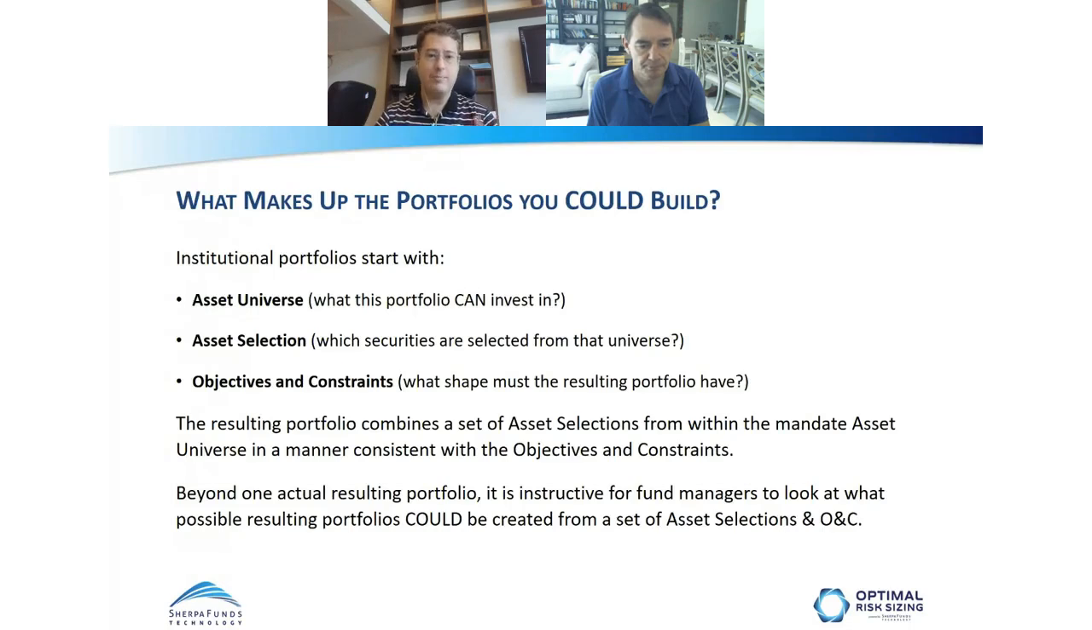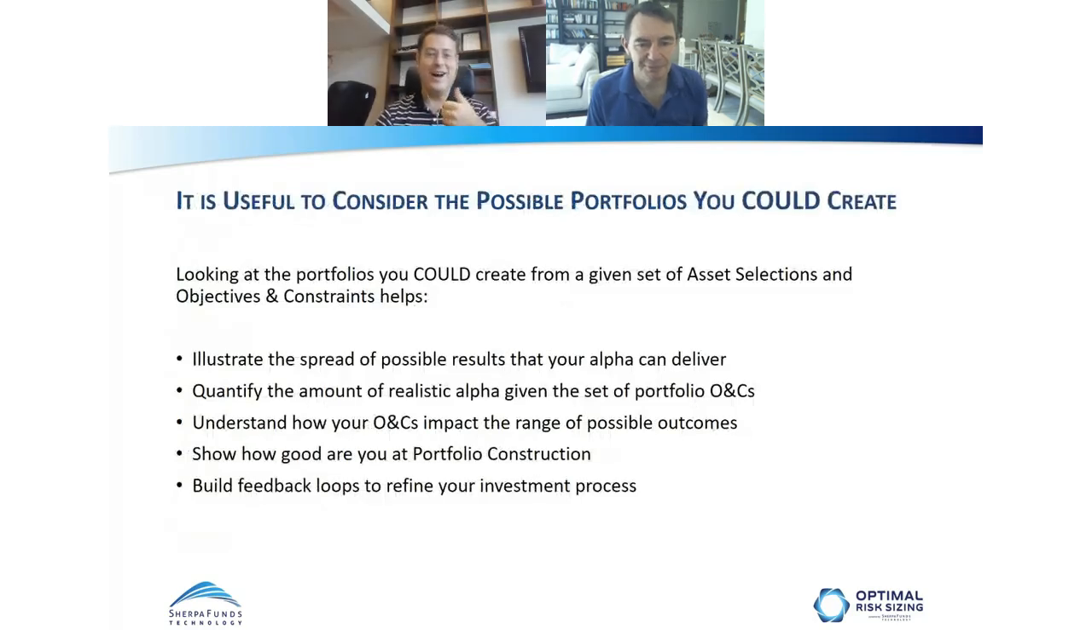I mean, maybe you say, okay, well, how much better could I have done? And maybe it's not that much because your constraints were so tight that you had a fairly narrow range of possible outcomes based on the constraints and your asset selections. So we also want to understand how those objectives and constraints impact that range. Does that tighten the range? Does it make it wider? Does it shift it up? Does it shift it down?